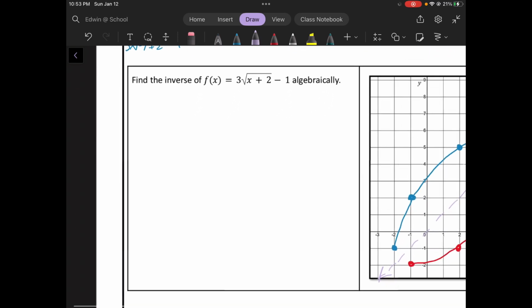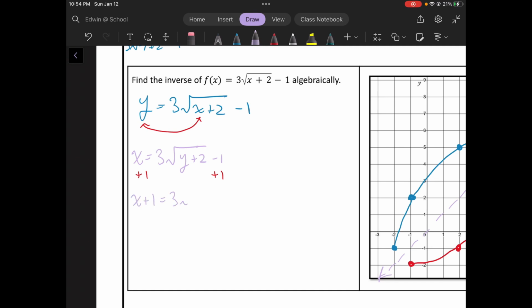But anyways, we're going to find the inverse algebraically, which means we need to swap the f of x with y. So y equals 3 square root of x plus 2 minus 1. Then once we have this, the x's and y's are going to swap positions. So now we have x is equal to 3 square root of y plus 2 minus 1. In order to get y by itself, we have to add 1 to both sides, giving us x plus 1 is equal to 3 square root of y plus 2. And the 1's over there canceled out.